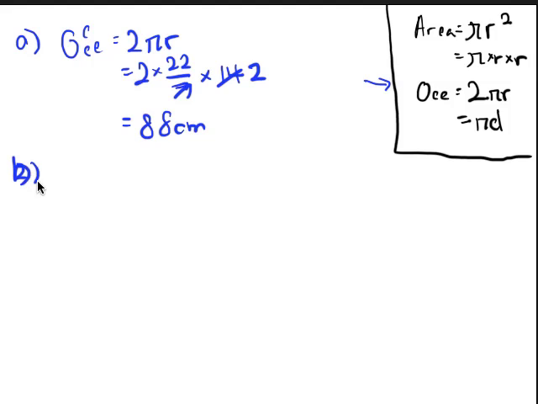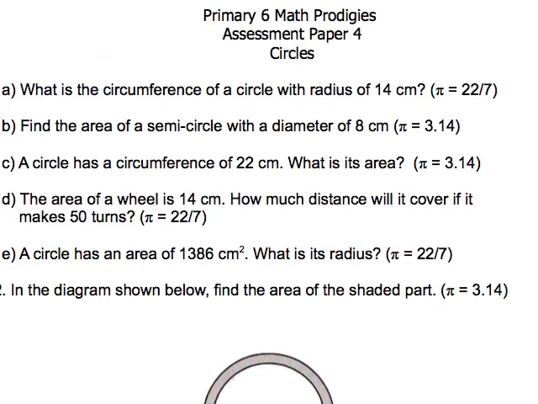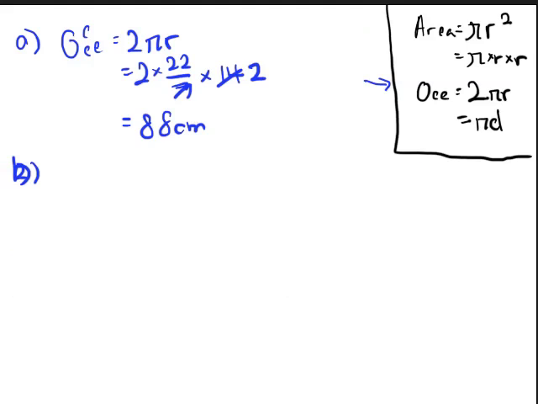So let's go into part B. Part B says, find the area of a semicircle with a diameter of 8 cm. So be careful here. Semicircle, and they say diameter. So find the area. The area of any circle is pi r squared. But because this is a semicircle, which is half of a circle, we divide it by 2. In this case, your pi, they ask you to take 22 over 7? No, 3.14. 3.14, and what is your diameter?